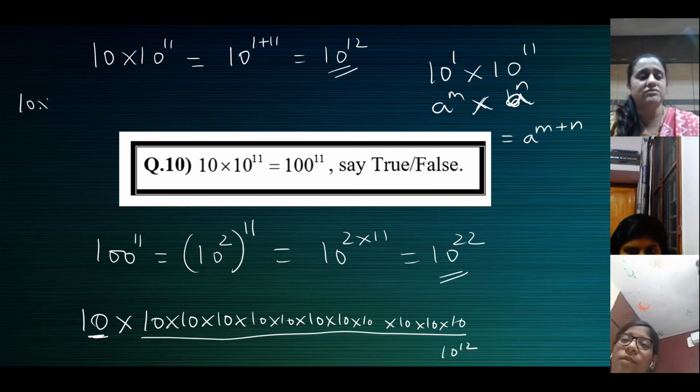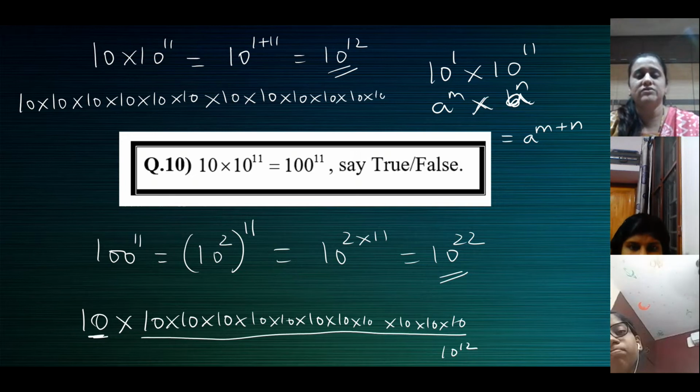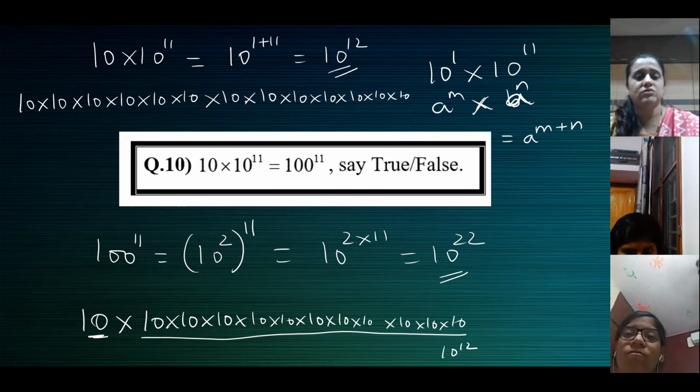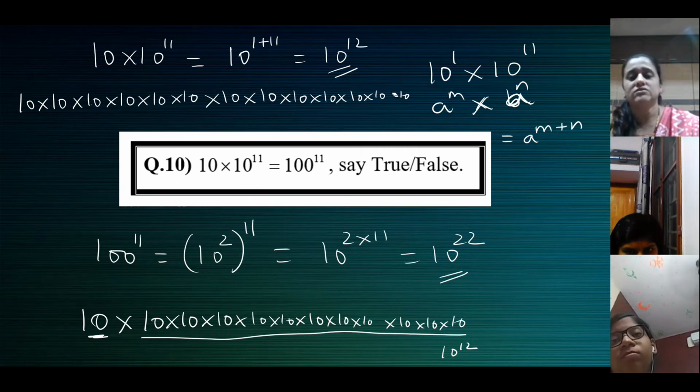10 to the power 6 means 10 multiplied with itself 6 times. Another 10 to the power 6 means again 10 multiplied with itself 6 times. I hope I've written 12 times here. 1, 2, 3, 1, 2, 3, 1, 2, 3, 1, 2, 3. Oh, I've written one extra, I think.